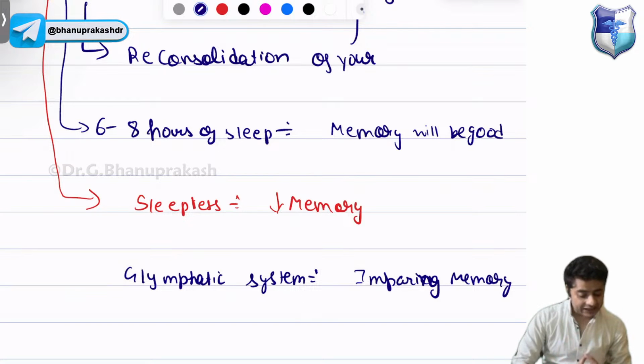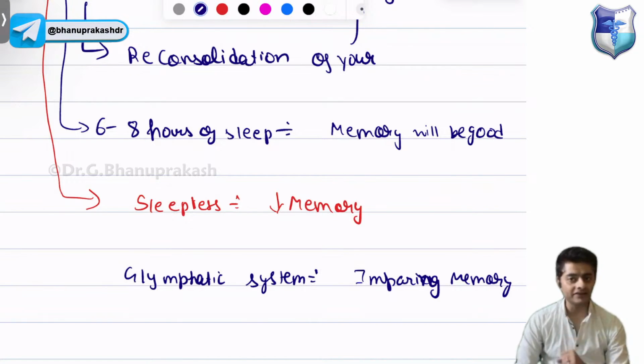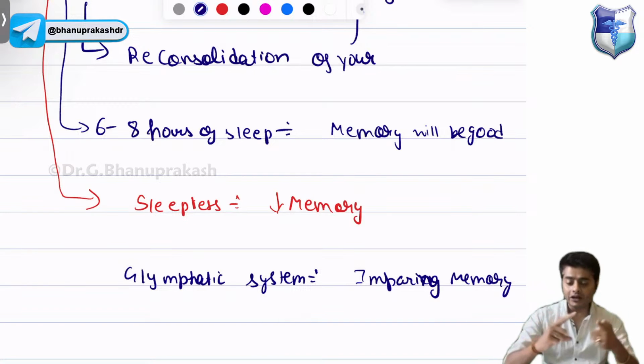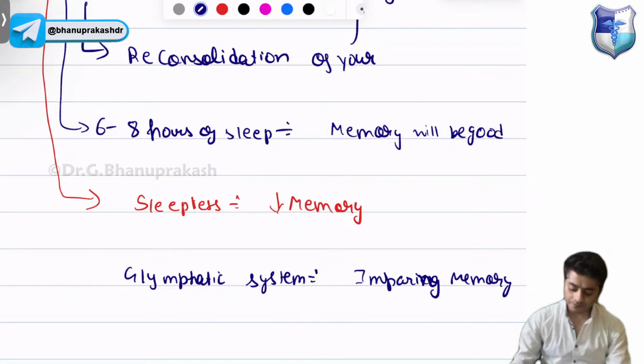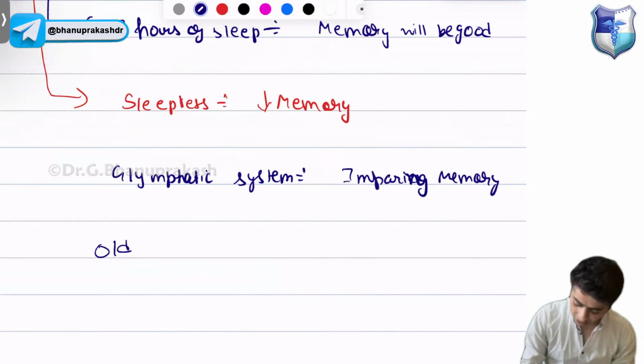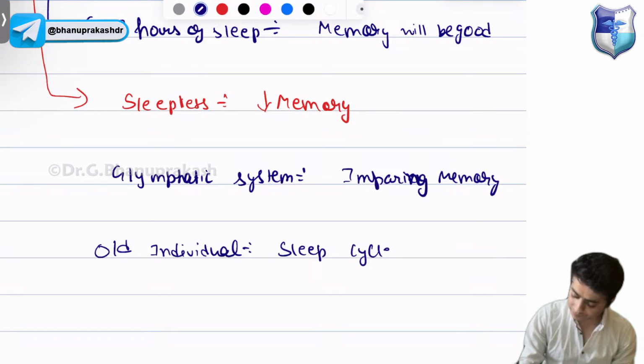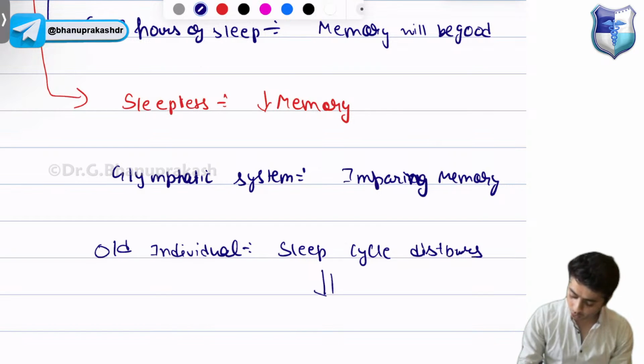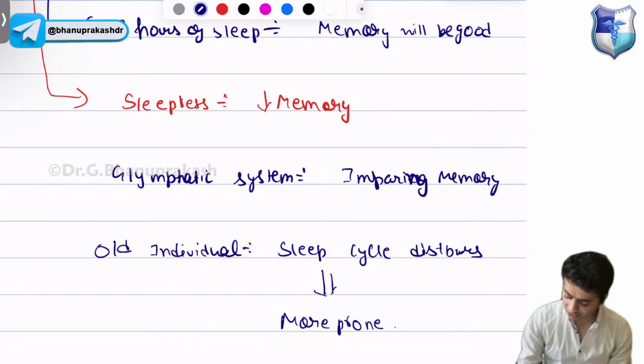And you all know that the most common cause of dementia is Alzheimer disease, and it happens in old individuals. Why does it happen in old individuals? Because in old individuals, the sleep cycle is disturbed. That's why they are more prone to dementia.